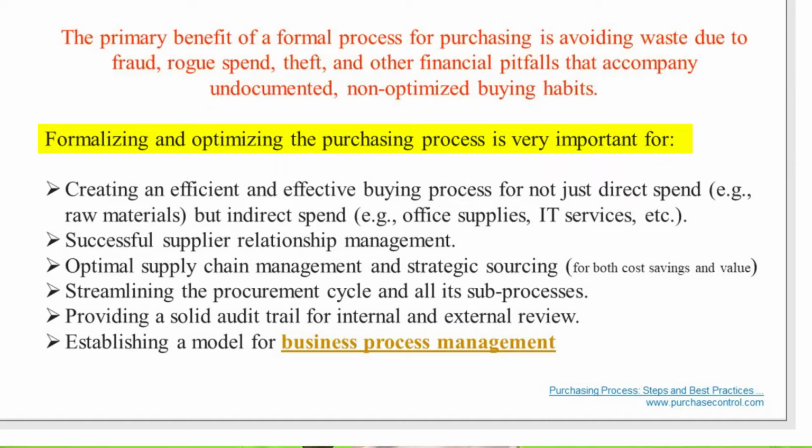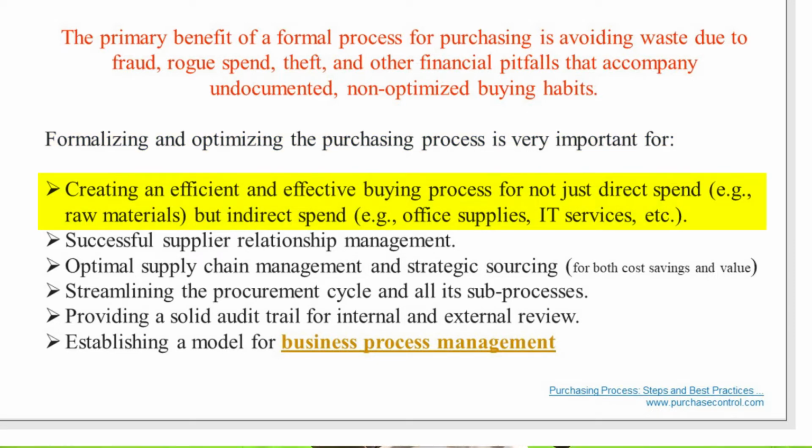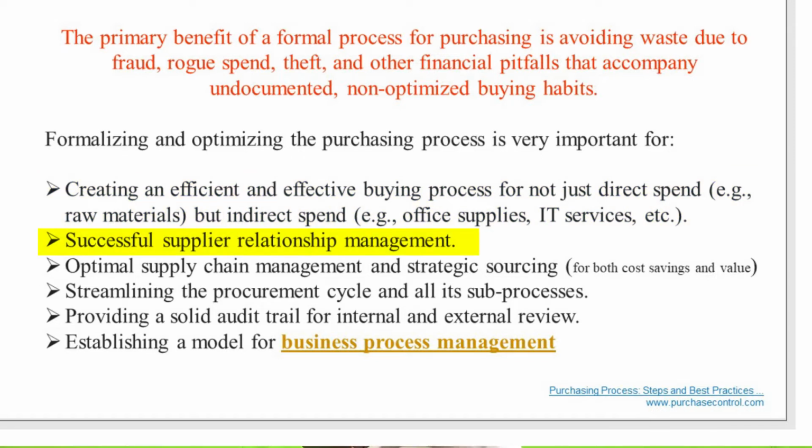Formalizing and optimizing the purchasing process is very important for: 1. Creating an efficient and effective buying process for not just direct spend, for example raw materials, but indirect spend, office supplies, IT services, etc. 2. Successful supplier relationship management. 3. Optimal supply chain management and strategic sourcing. 4. Streamlining the procurement cycle and all its sub-processes. 5. Providing a solid audit trail for internal and external review. And 6. Establishing a model for business process management.